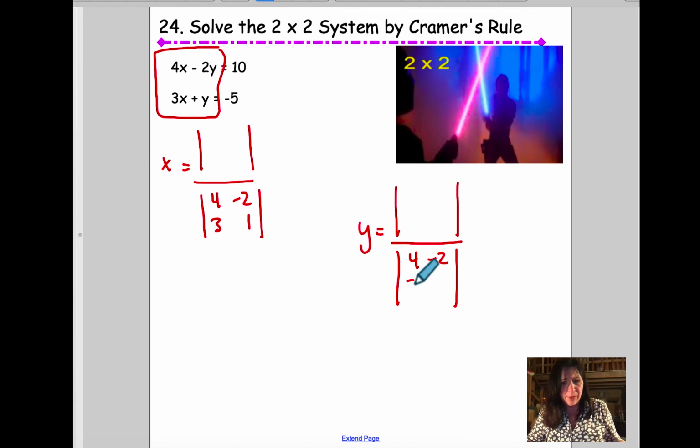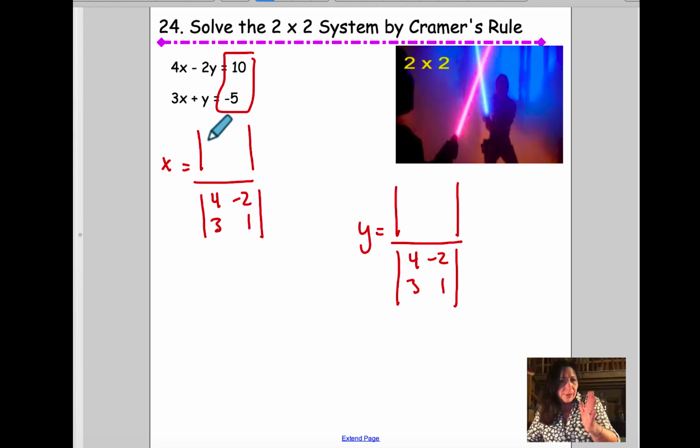4, negative 2, and then 3, and then 1. Now, if I want to solve for x, these two values right here go in the x column. So that's going to be 10, negative 5. If I want to solve for y, those two values go here, 10, negative 5, because it's like a point, right? X comma y. So the y's go in the y column, and the x's go in the x column. Okay, anyway, so what goes here gets brought up from the bottom.